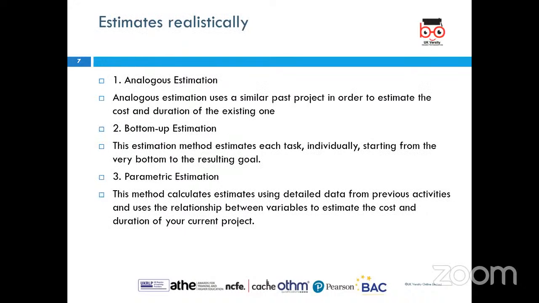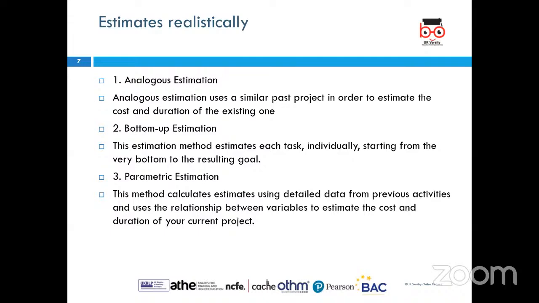Also, we already explained what estimation is in project management, and now we're looking into three types of them, which can be classified as the effective estimation process. So we have analogous estimation, which uses a similar past project in order to estimate the cost and duration for the project that we're working on.